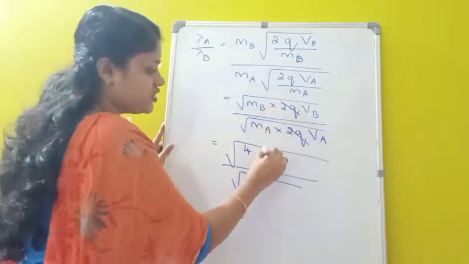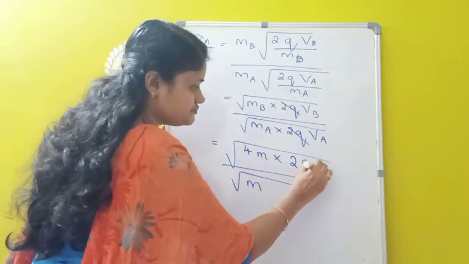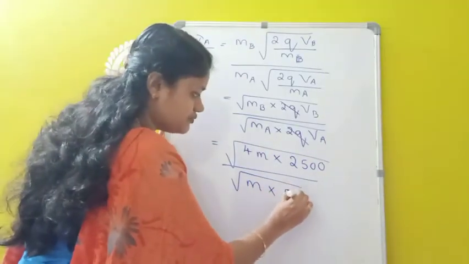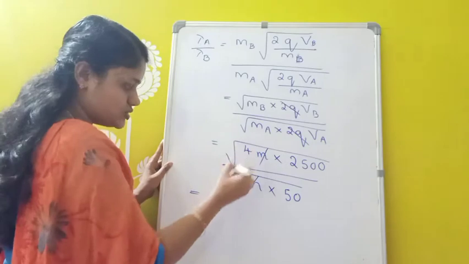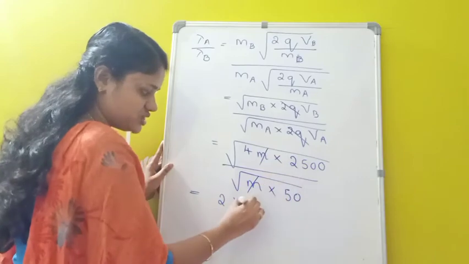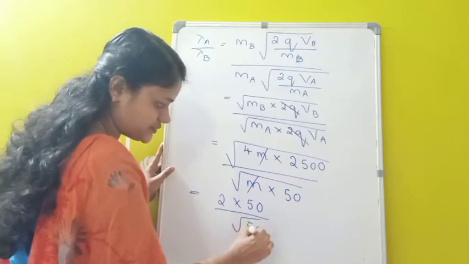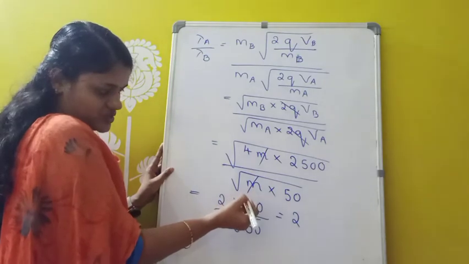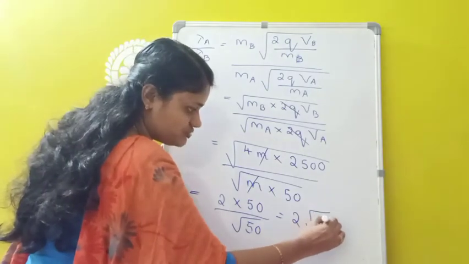Okay, and here, the potential of the second particle B is given as 2500, divided by the potential of the first particle, which is given by 50. That is equivalent to, here root m and root m will cancel, remaining root 4, which is 2, into root of 2500, which is 50. So 50 divided by root 50 will come. That is equivalent to 2 into, so 50 means root 50 into root 50, so one root 50 and one root 50 cancel, remaining 2 into root 50 will come.